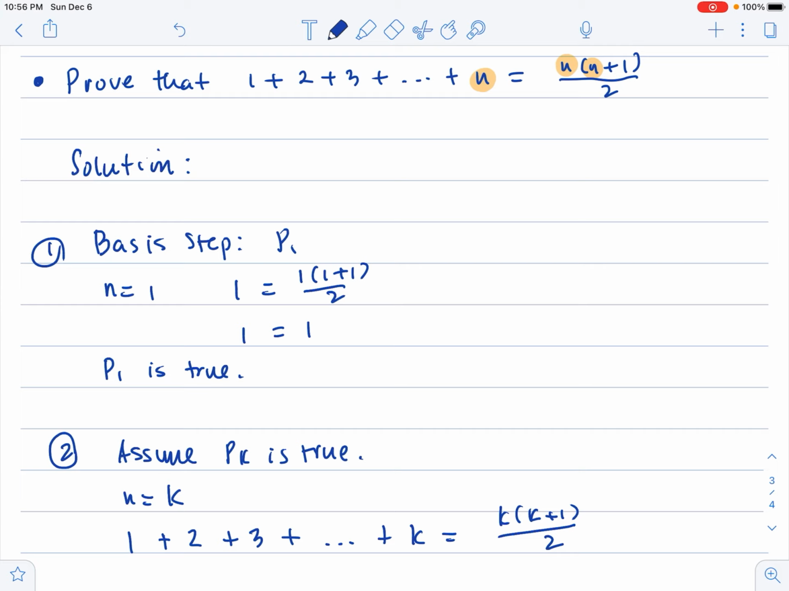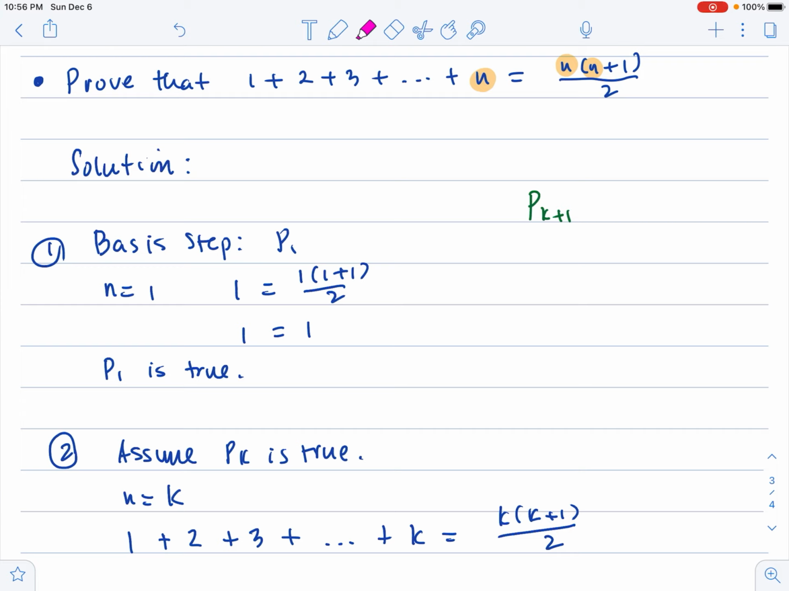Now we need to prove that P sub k plus 1 is also true. Ano ba ini-expect natin plug P sub k plus 1? P sub k plus 1. Ibig sabihin nun, yung last term natin ay k plus 1, di ba?